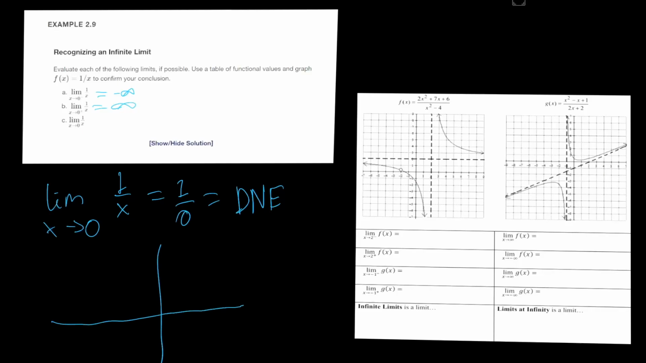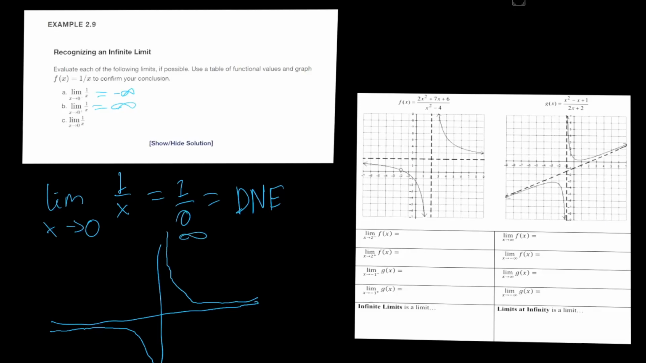Let's try to graph it this way. We already found the limits from the left and the right. As x approaches 0 from the left side, y keeps getting larger and larger in the negative direction, so it's going to keep going to negative infinity. And when x approaches 0 from the right side, y keeps getting larger and larger to positive infinity.